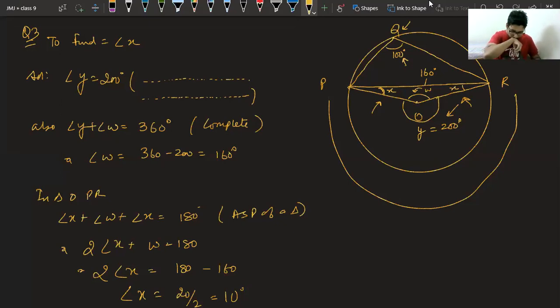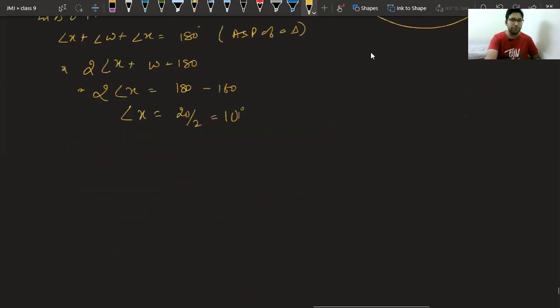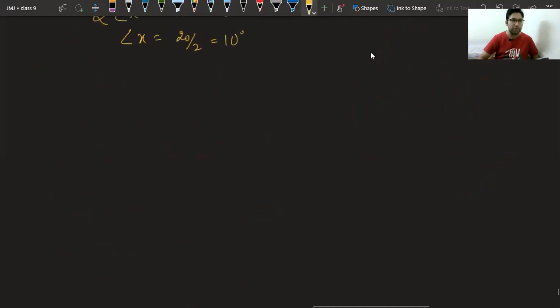Next question is also very easy. Question number 4. Try to complete this chapter today itself if you have time. Because these theorems are fresh in your mind, you can solve easily. The next question is this one.